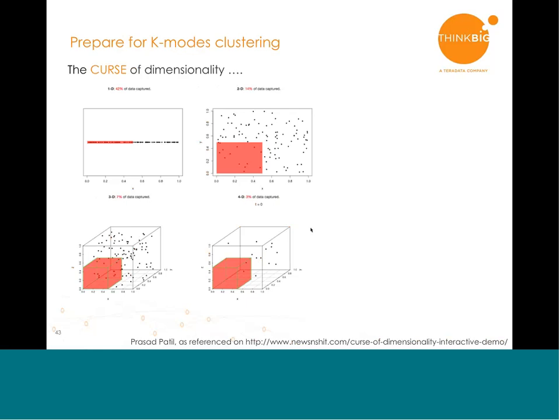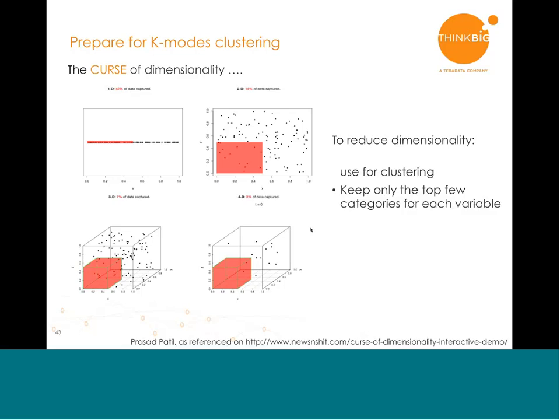What that means is whenever we're trying to cluster data, we need to make sure to reduce the dimensions to the bare minimum that we need in order to avoid getting a lot of empty space in each of our clusters. So some of the things that we're going to do to reduce dimensionality is decide which variables we should use for clustering, and keep only the top few categories for each variable.